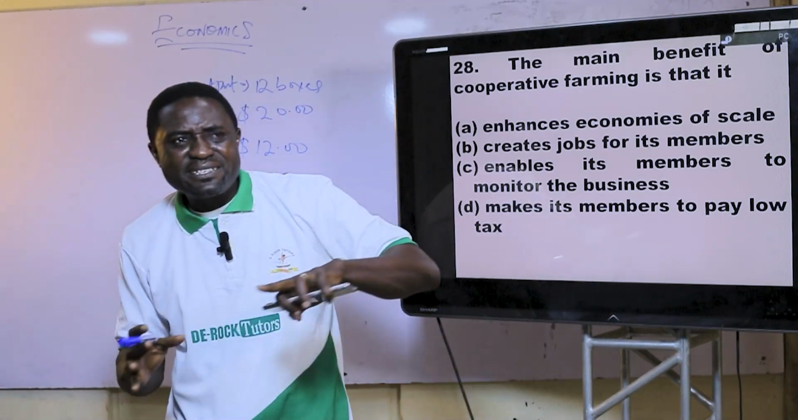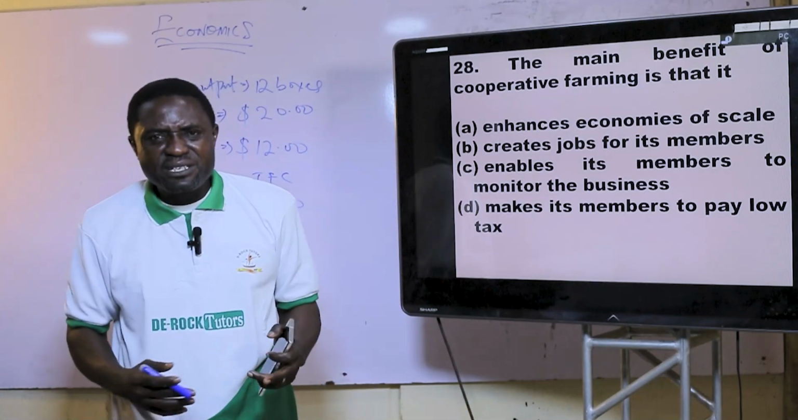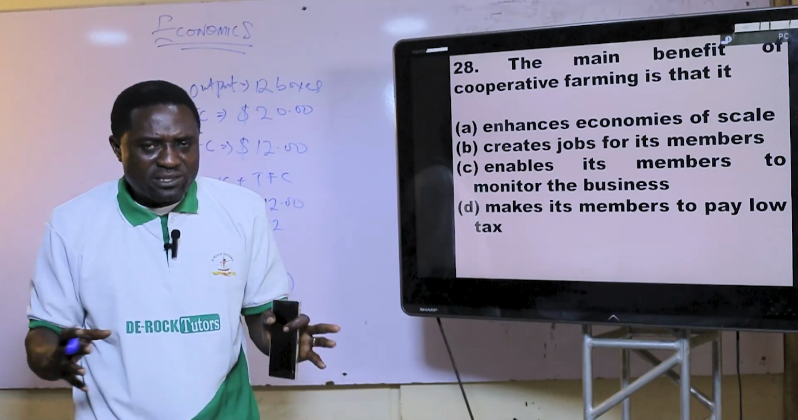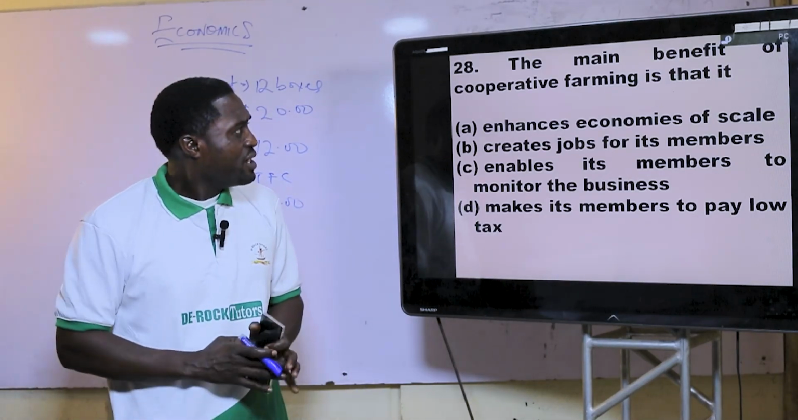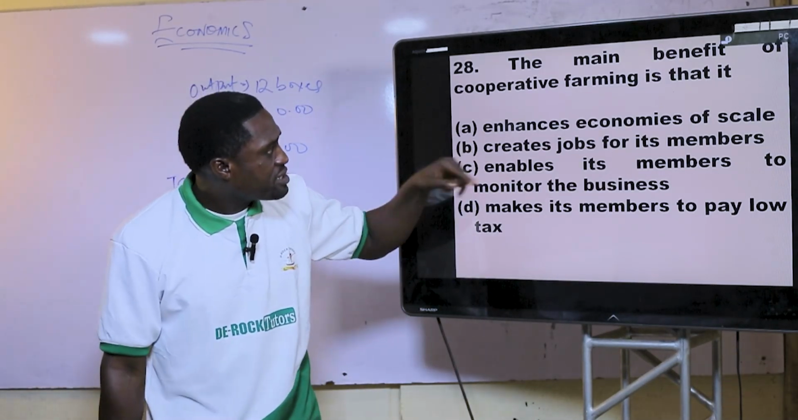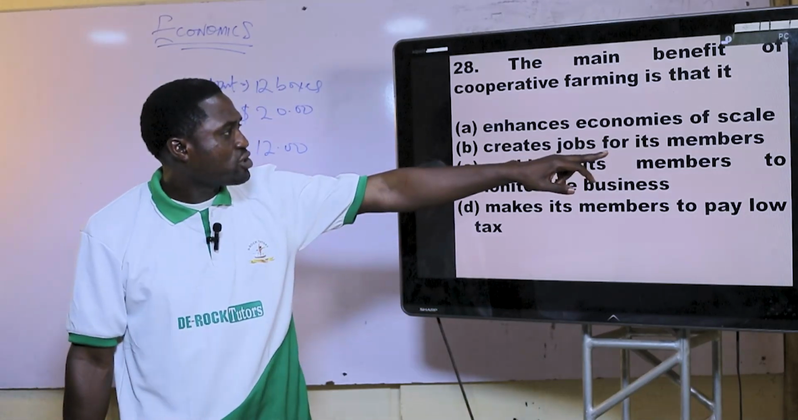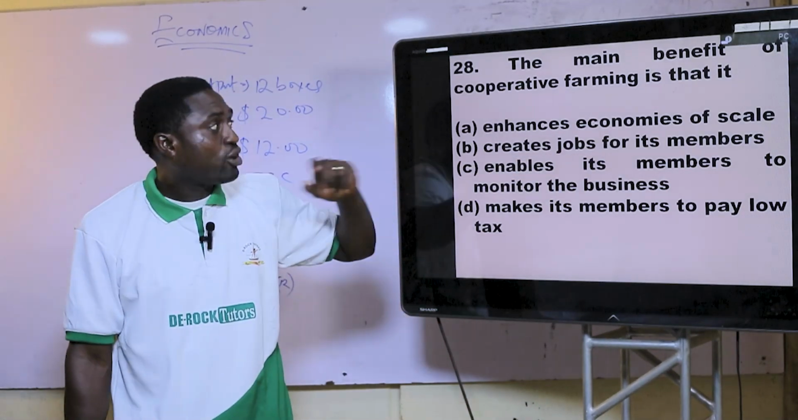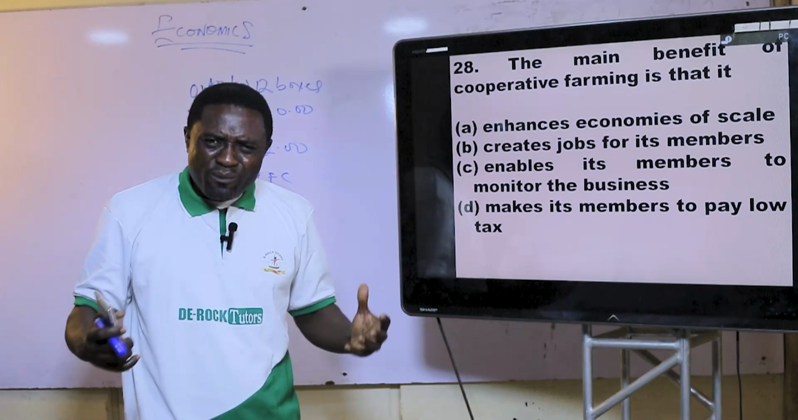They are able to buy things at a cheaper cost, and at the end of the day, there is a kind of mutual benefit they enjoy amongst themselves. So the main benefit of cooperative farming is that it enhances economies of scale. That is the perfect answer. Economies of scale. What do you mean by economies of scale?